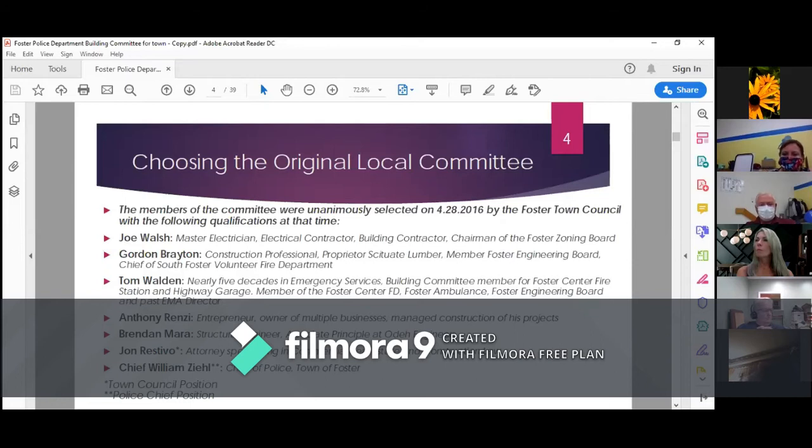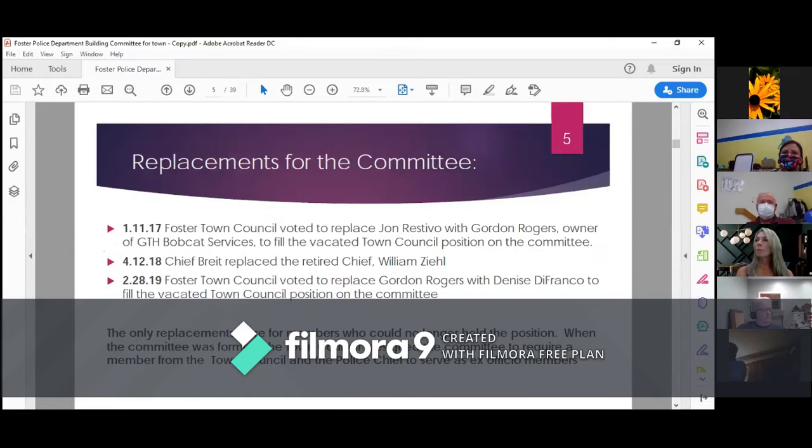All right, so that was the initial committee that they came up with, and I serve on a lot of boards throughout the state, a couple of national boards. It's a pretty impressive lineup, except for me. The rest are pretty impressive. So on January 17, the Foster Town Council voted to replace John Restivo with Gordon Rogers, who was the owner of GTA Bobcat Services, to fill the vacated town council position.